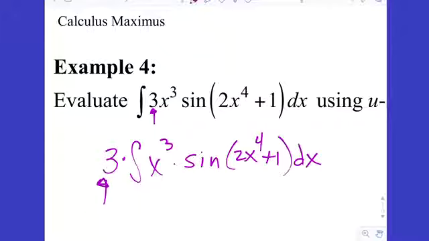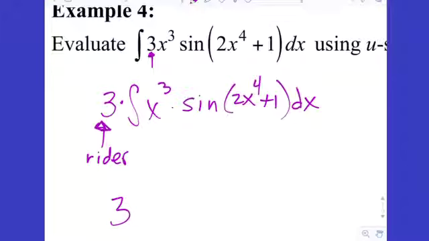I call him the rider. He's just riding through the problem. He's a mathematical stowaway, okay? He has no idea. He's there in the beginning. In fact, look, he's already there in my answer. He has no clue what's going on. He's just there for the ride. This is nice, he says. Okay? So there you go.